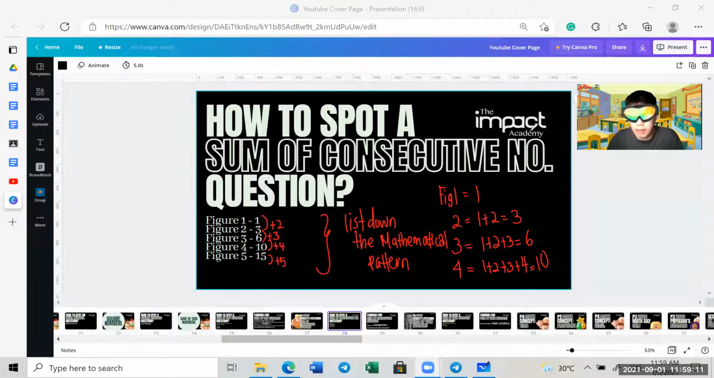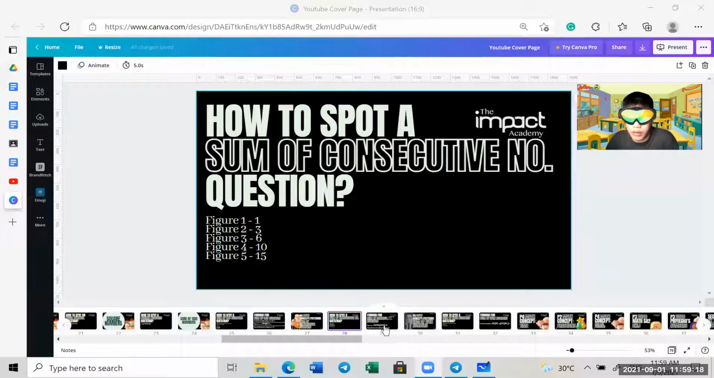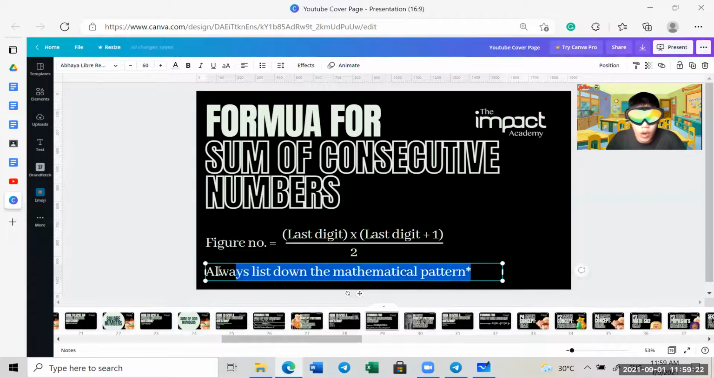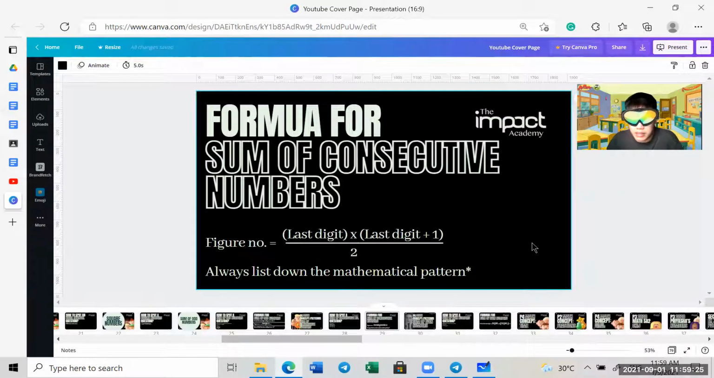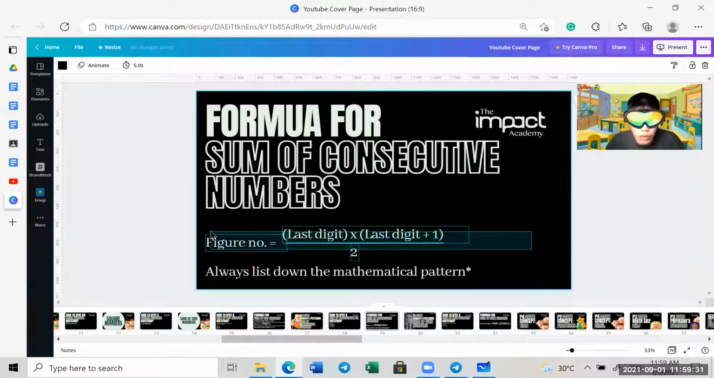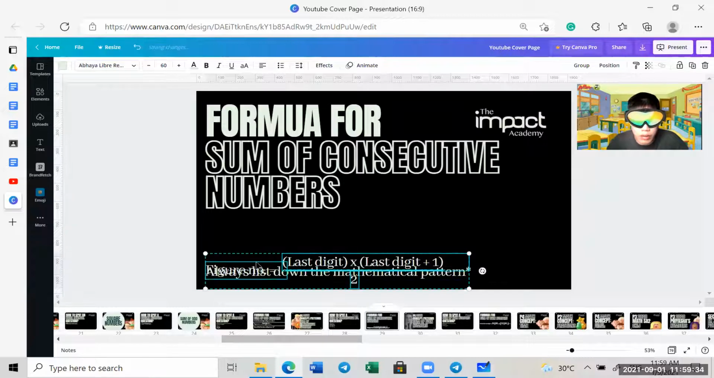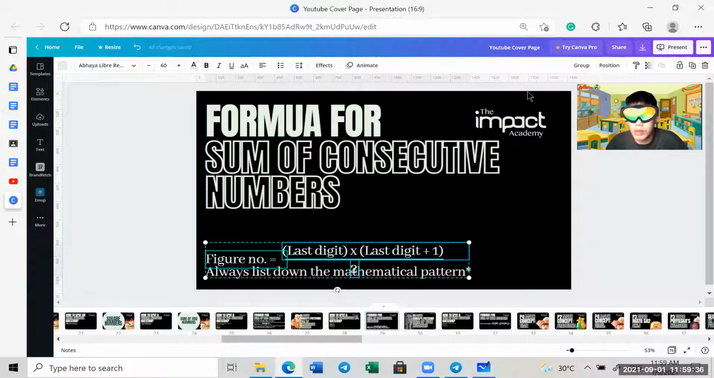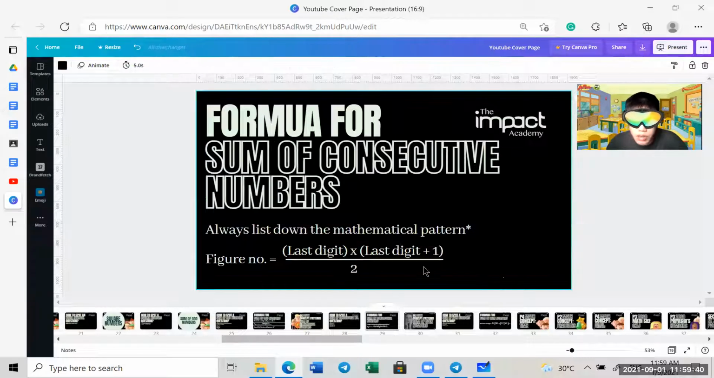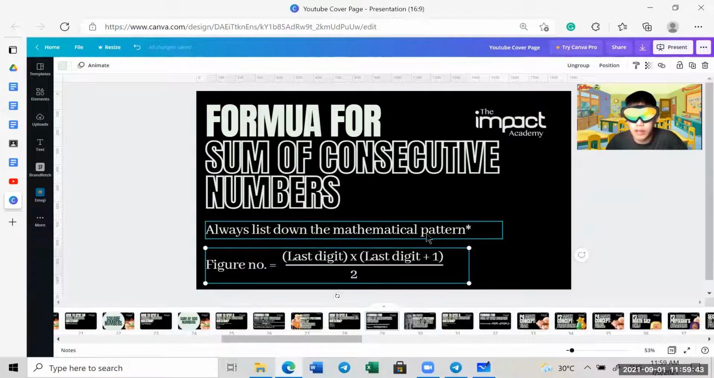It's super important. Once you have listed this down, the next thing you need to do is, of course, read the question, and after that apply the formula. Always list down the mathematical pattern first, because in order for you to use the formula, you need to have the mathematical pattern. In fact, I will swap this around, because you have to list down the mathematical pattern before you can use the formula.